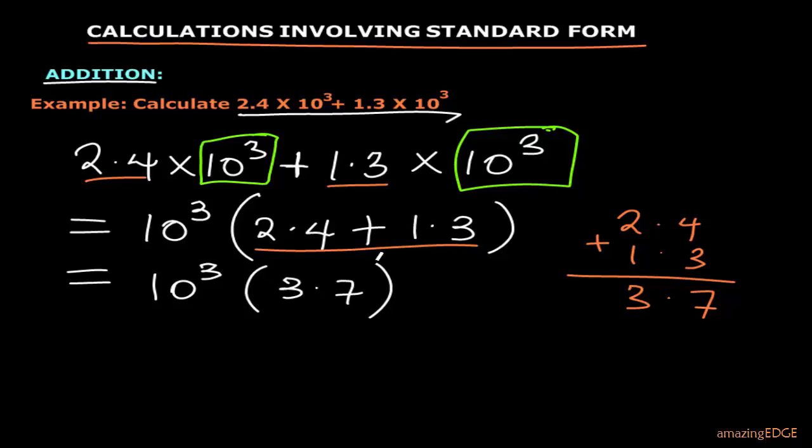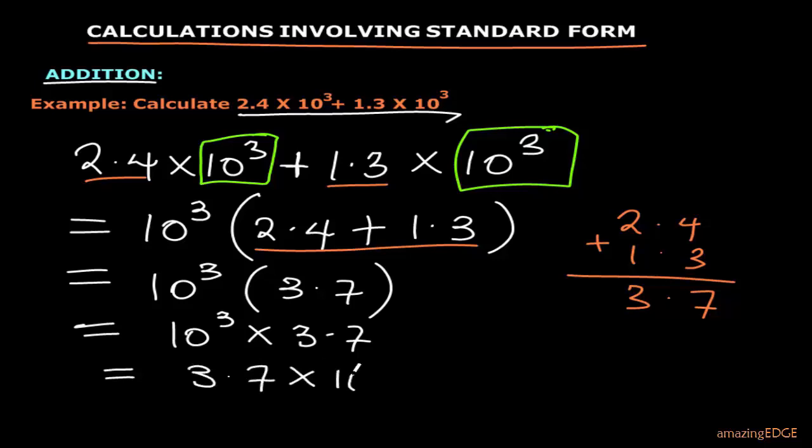But we recall we are working in standard form. So to put it in the standard form, the bracket now becomes multiplication. So you change it to multiplication. This is the same thing as saying 3.7 times 10 cubed, and that's what we have. So our knowledge of factorization has helped us to walk through this calculation. That's what we have as the final result.